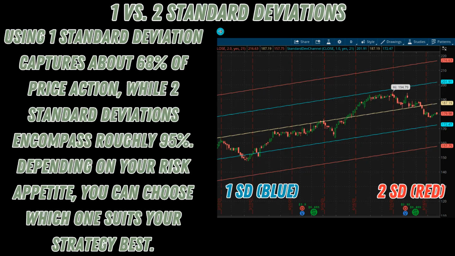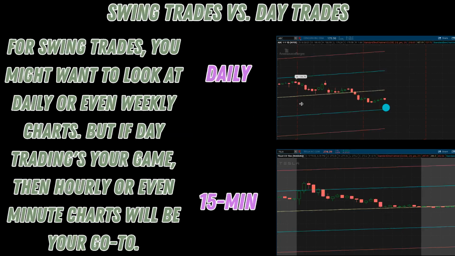Now, you have 1 versus 2 standard deviations. Using 1 standard deviation captures about 68% of the price action, meaning that 68% of the time, price action is going to stay within this 1 standard deviation. In this chart, it's going to be the blue lines here. While 2 standard deviations encompasses roughly 95% of all the price action. And so depending on your risk appetite, you can choose which one suits your strategy best.